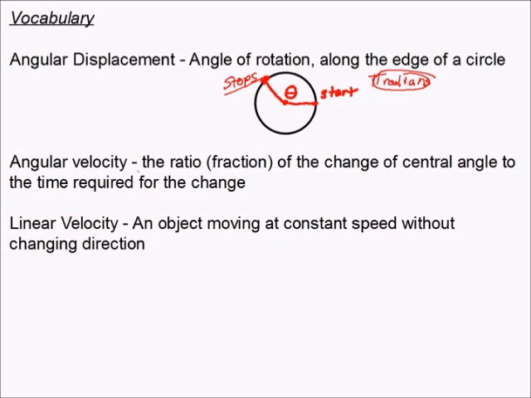Angular velocity is the ratio, and remember I told you, ratio is a fraction always. The fraction of the change of central angle over the time required for the change. So how wide do we open, divided by the time it took. Linear velocity is an object moving at constant speed without changing direction. So how fast are we going with respect to the radius?